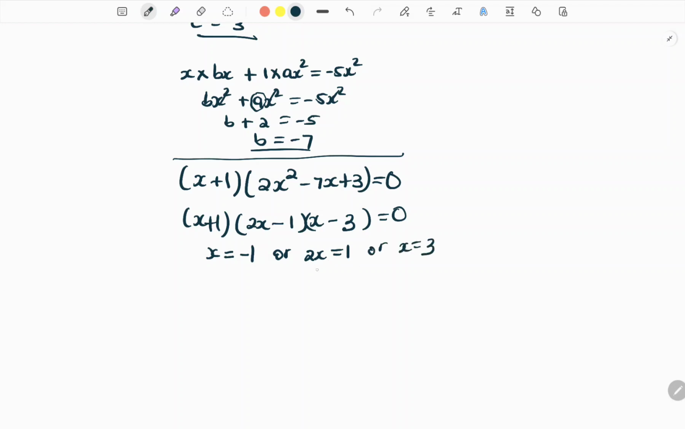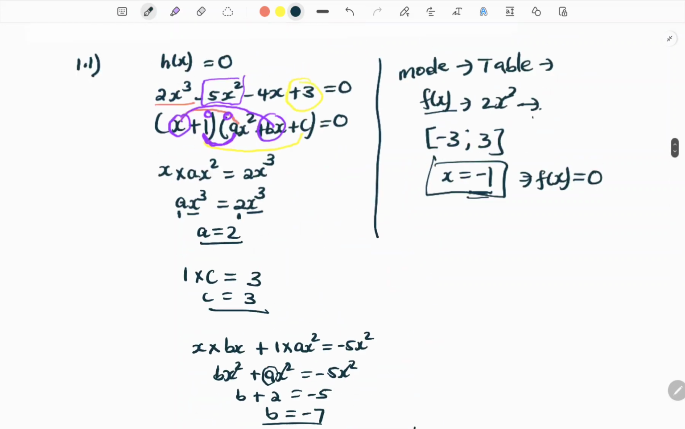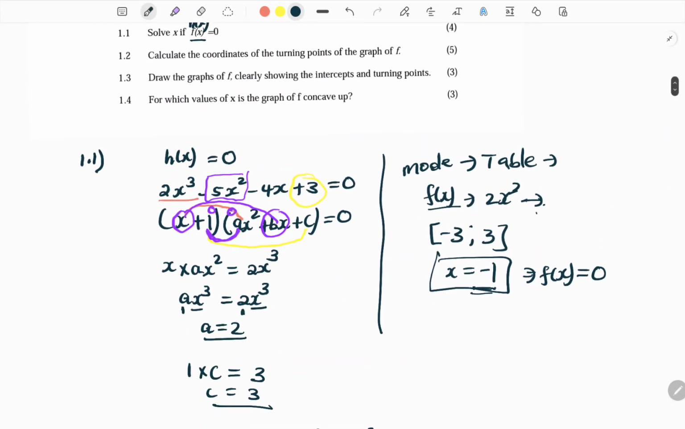We are not done here. We're going to say x is equal to half. Those are your 3 x values. Then the second question, calculate the coordinates of the turning point.